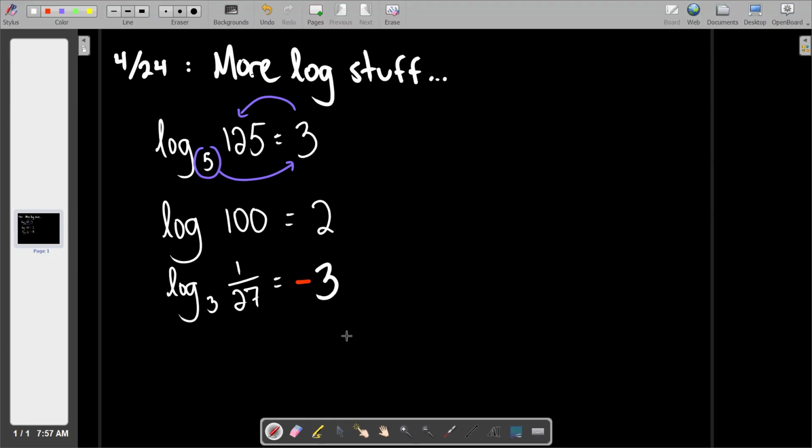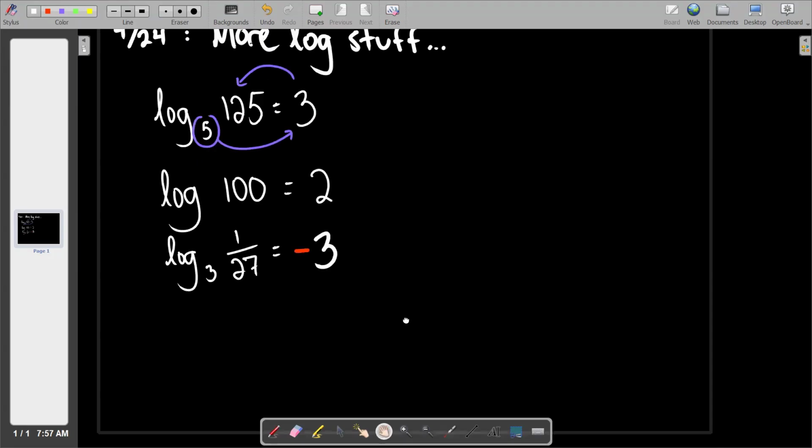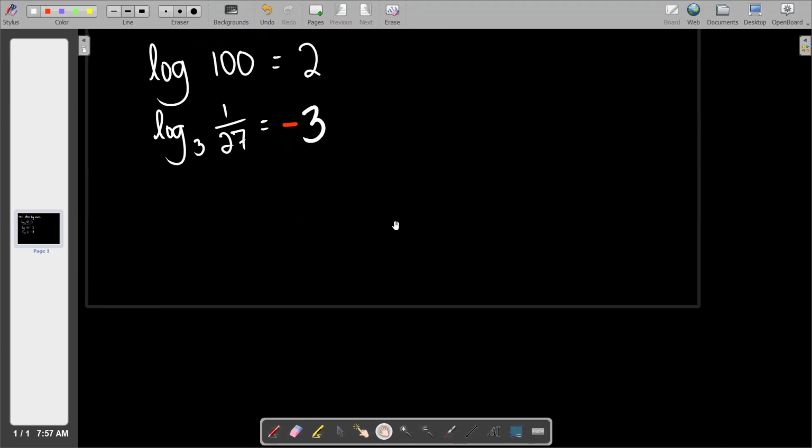And remember, logarithms are really just exponents. That's all we're looking for here. At some point, time permitting, I'll show you that logarithms and exponentials are just inverses of each other. They're just flip-flops. All right. How about log base 8 of the cube root of 8?